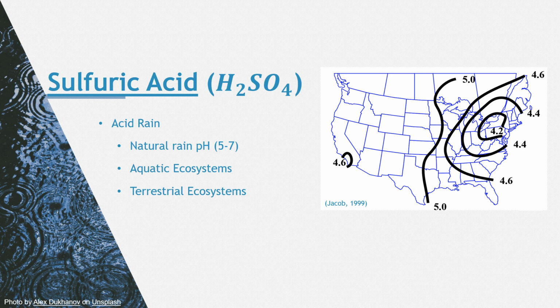This is a figure of mean pH precipitation during the 1970s in the US, the height of acid rain. Acid rain harms aquatic ecosystems by corroding fish and dissolving heavy metals out of sediment. In terrestrial ecosystems, acid rain depletes soil nutrients.